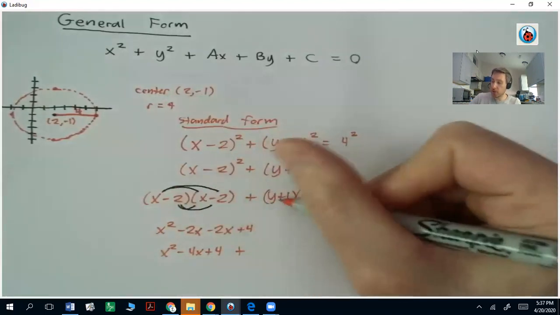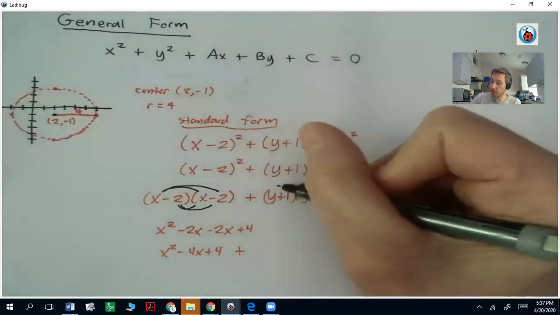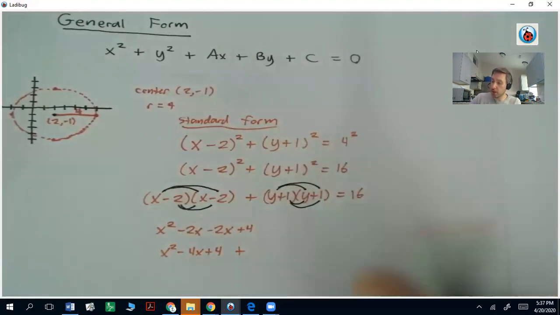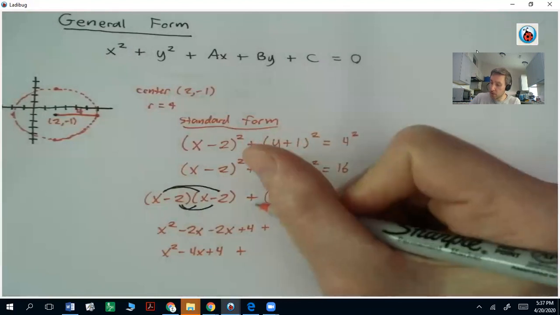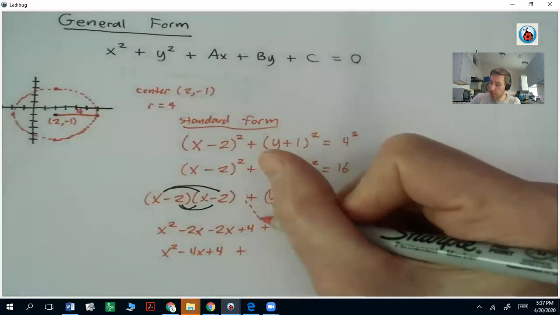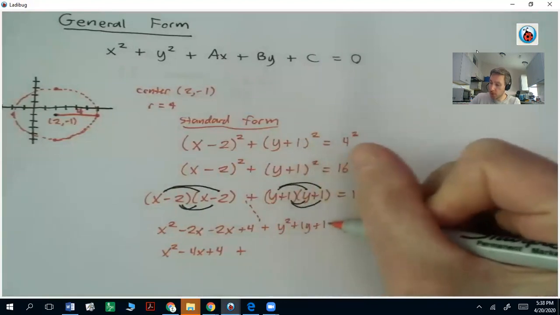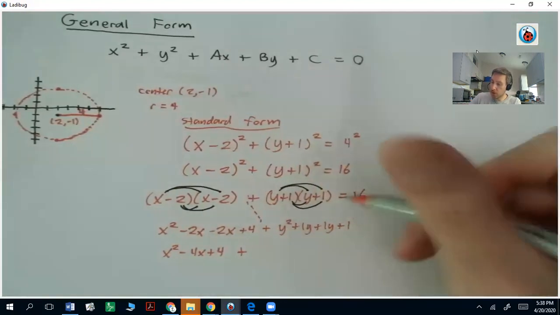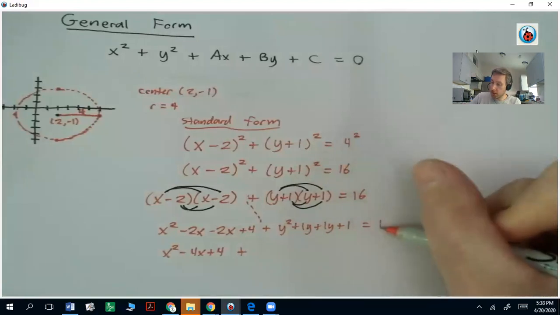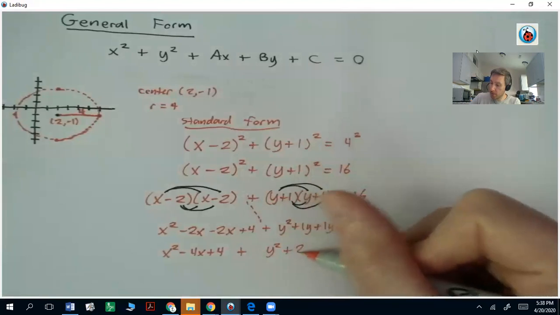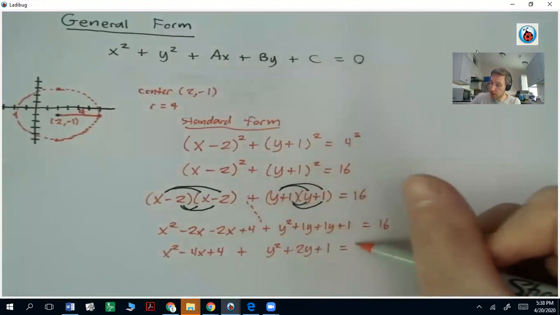In a similar fashion, you do the same thing with y plus 1's. And I'll do that all at once. So it's going to be plus, separate that out here, y squared plus 1y plus 1y plus 1. And then we set that equal to 16. So that'll simplify to y squared plus 2y plus 1 equals 16.